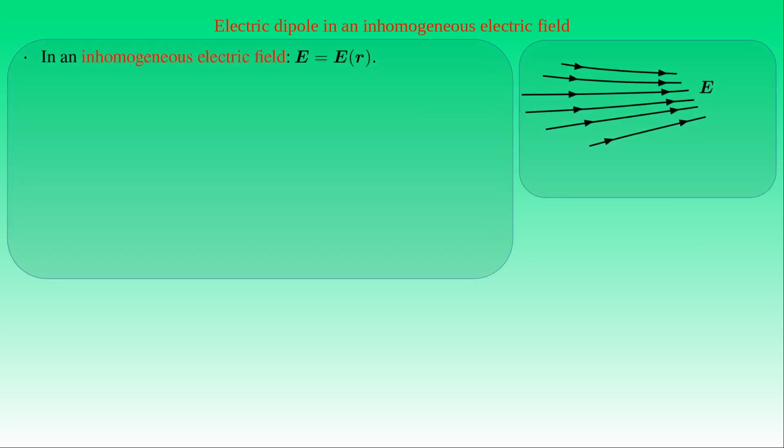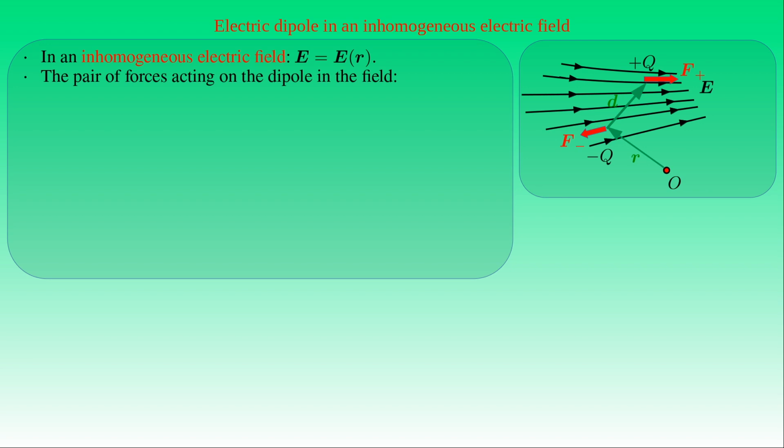Now we consider a more general case where we study the effect of an inhomogeneous electric field on a dipole. In an inhomogeneous electric field E, the magnitude and the direction of the electric field strength depends on the position. If an electric dipole with a pair of point charges plus Q and minus Q is in the electric field E, then the magnitude of the electrostatic force F sub plus acting on the charge plus Q and the force F sub minus acting on the charge minus Q are not necessarily equal. If the position vector points from the reference point O to the charge minus Q of the dipole, then the force pair acting on the dipole is the following.